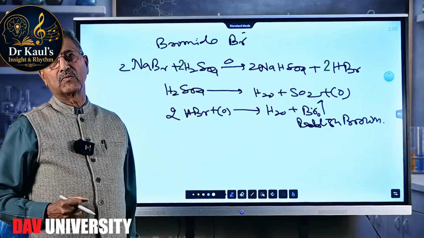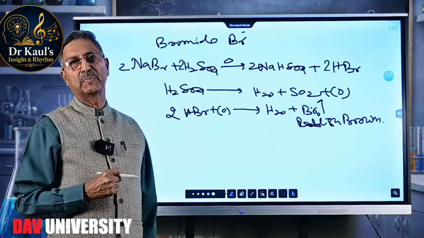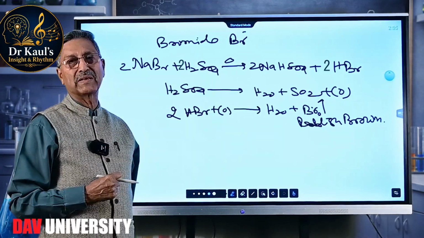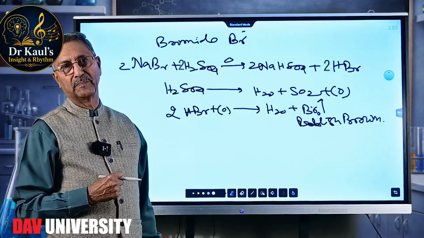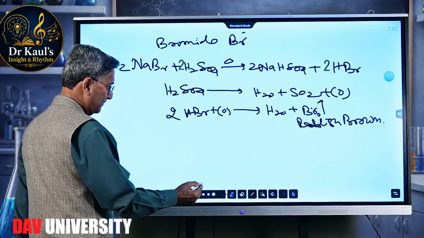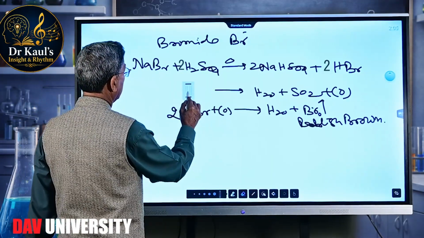And when this reddish brown gas comes in contact with moist starch paper, then a starch bromine complex is formed, which is of yellow color. Now, after this, similarly, we come over to iodide, I negative.